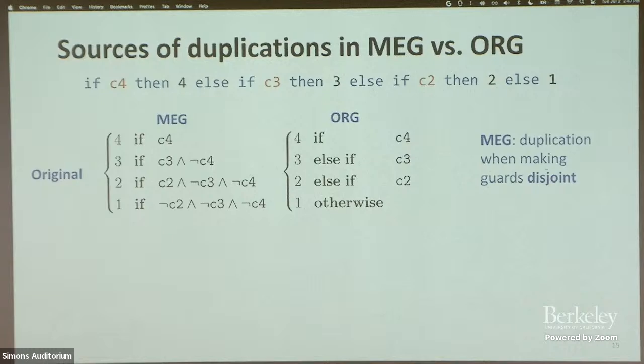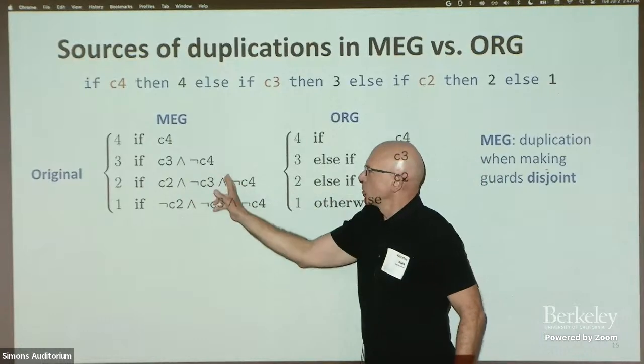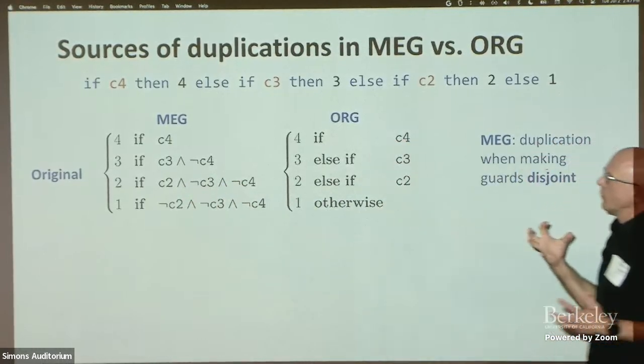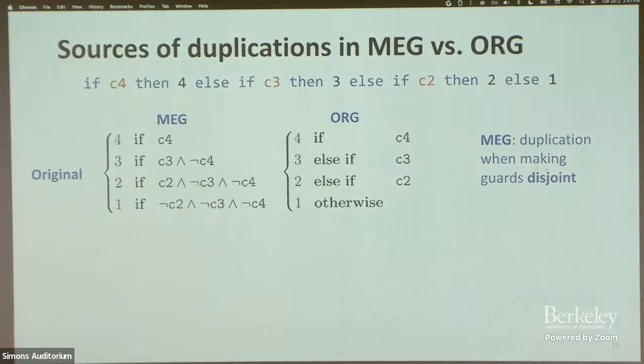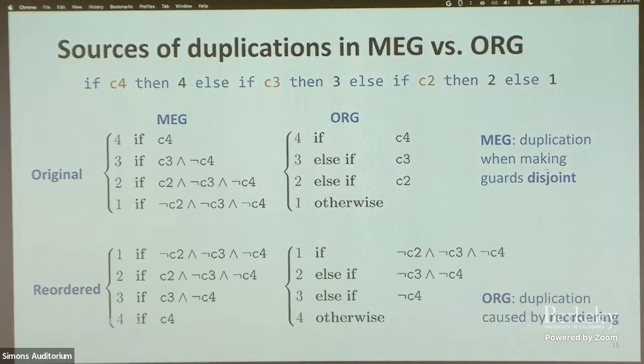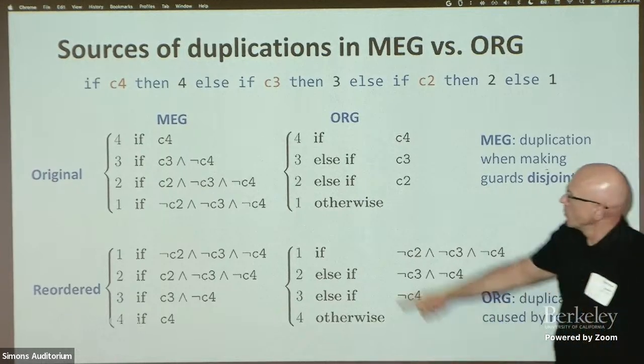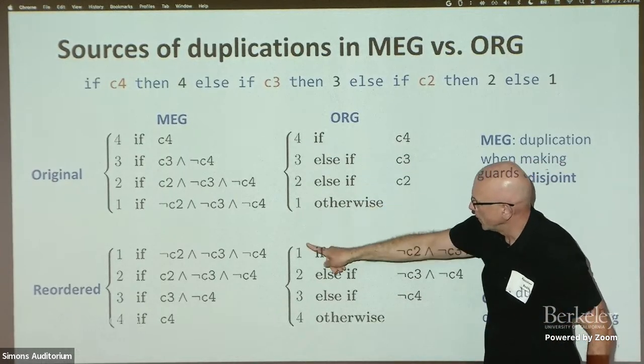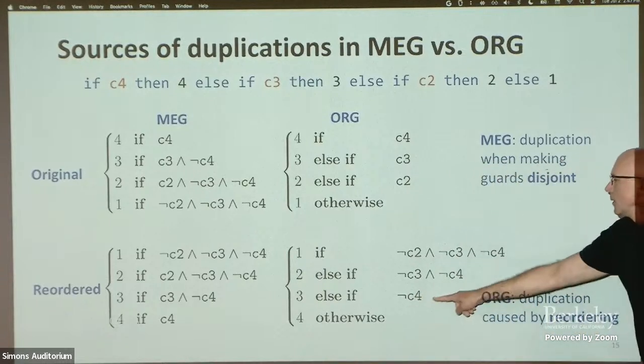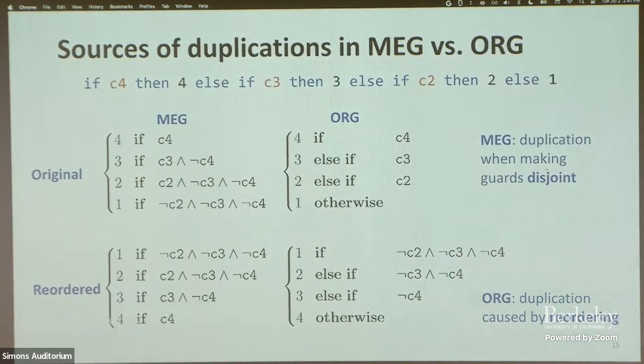So what are the sources of duplications in these two things? Also, in MEG, you create sort of duplicate formulas, creating new nodes when you are making them mutually exclusive. In org, you create conditions when you reorder them, right? So if you start in this order, 4, 3, 2, 1, and you need to get it into this order, that reordering makes you create new nodes. So there isn't a free lunch. These two formulas are probably incomparable in theory. The important thing is, how does it work out in practice?